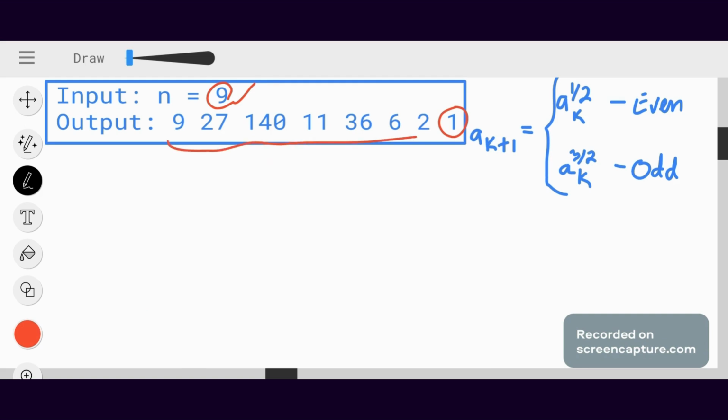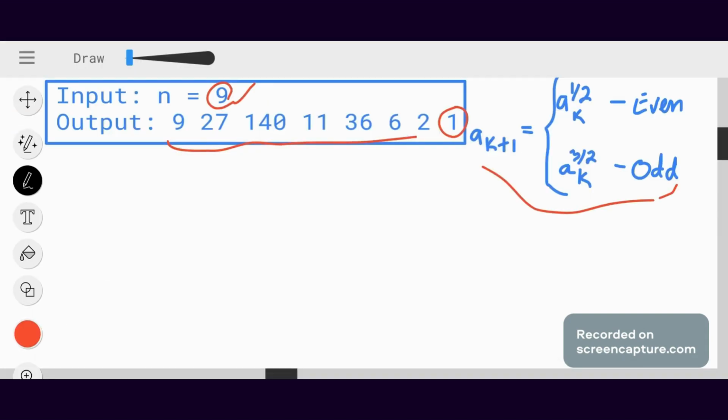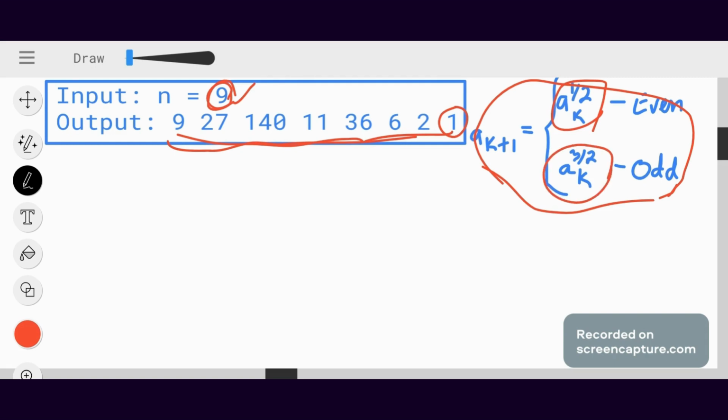So in the question, what are we given? We are given this particular formula, and now we need to utilize this formula to get our sequence having all these terms. So what we are going to do is check if this term is even or odd. If it is even, we will apply this formula. If my term is odd, we will apply this formula. Until when? Until and unless my term becomes 1, we are going to add the terms in the sequence.